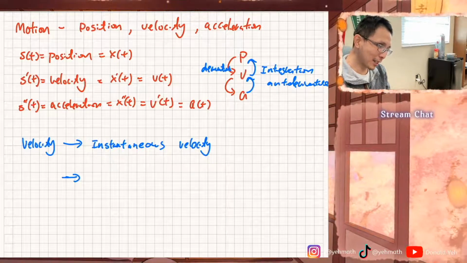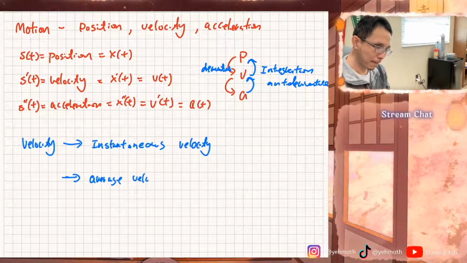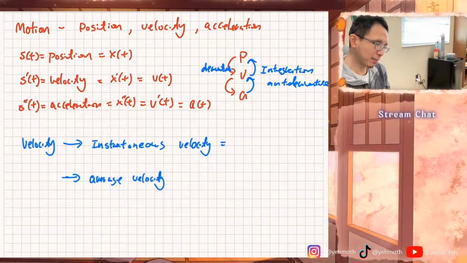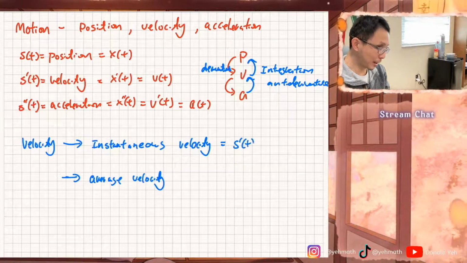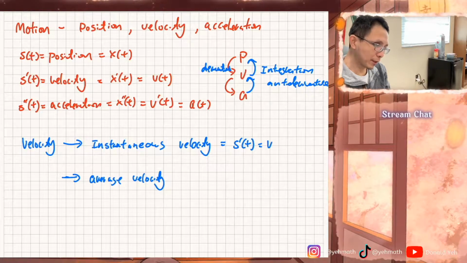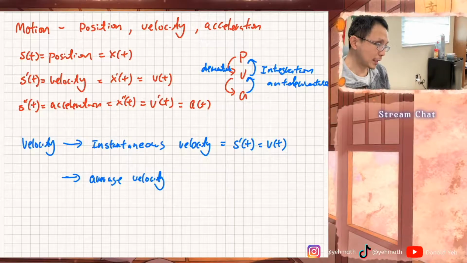Instantaneous velocity and the average velocity. So instantaneous velocity is just take s prime of t, right? Or we call it v of t, right? If I take a derivative, it's going to be instantaneous velocity.